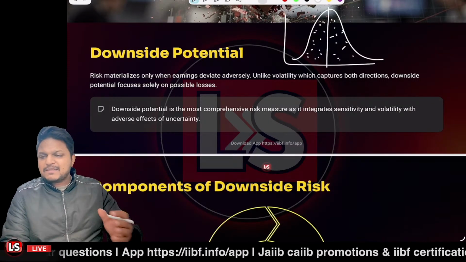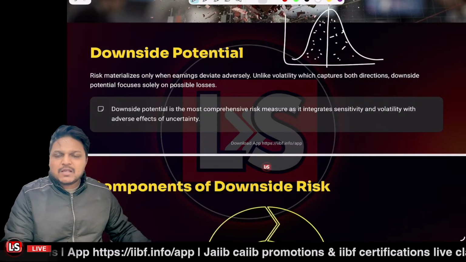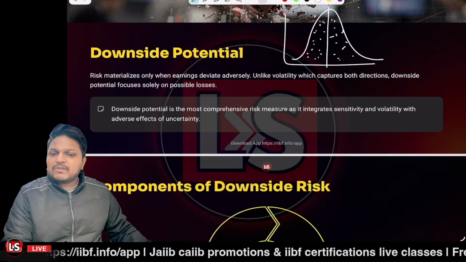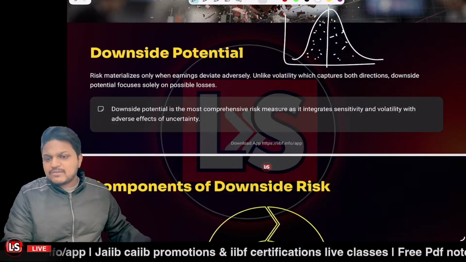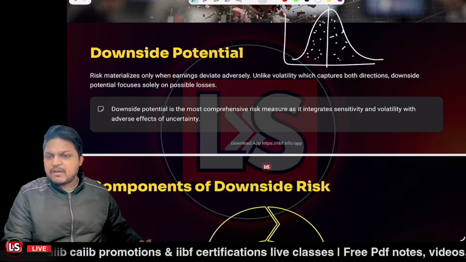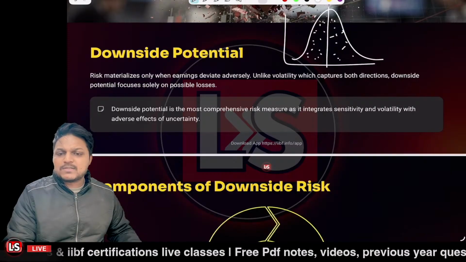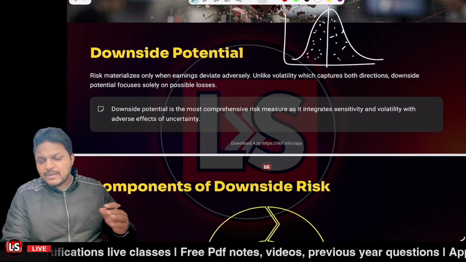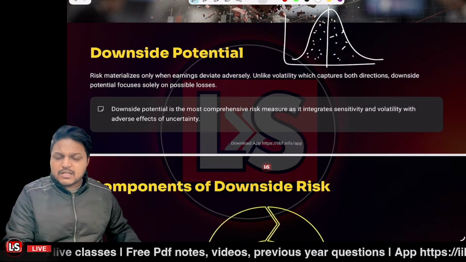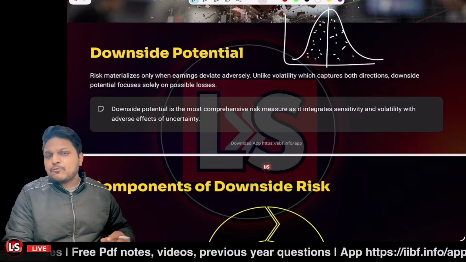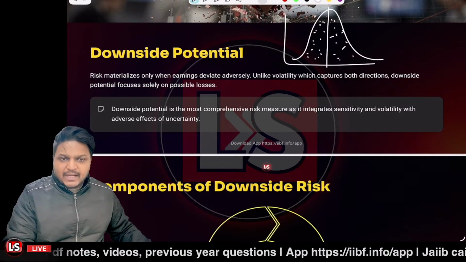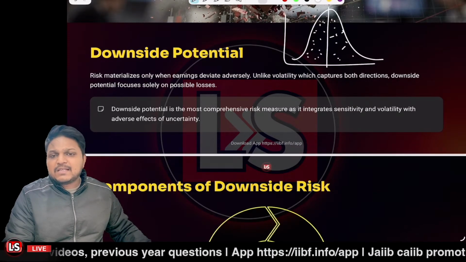So when something is falling, let's say ROA is falling and that's not good for us, only then we can say that there is risk. If it is rising and it's favorable to us, how can I be saying that it's bad or it's causing risk to us, right? So as to measure or quantify the risk, it is very important that we focus only on the adverse side, and downside potential is the one thing that does the same.